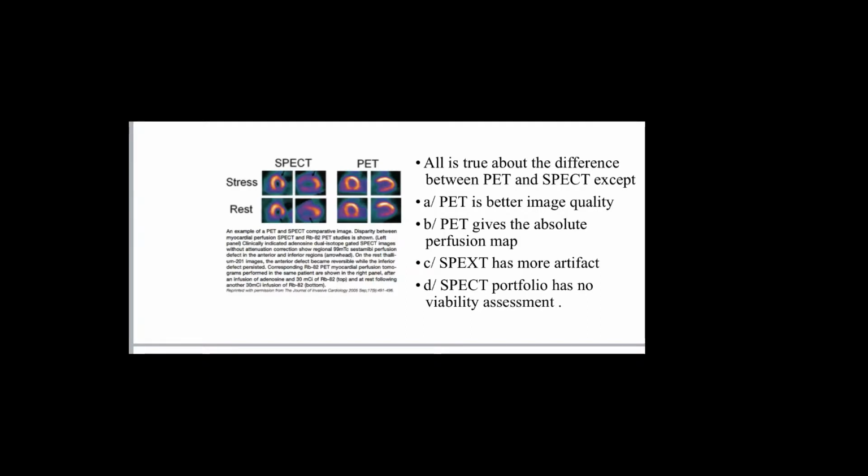So now, how can we assess viability in cardiology? We can assess it by SPECT, by PET, by echo, by MRI, and emergingly by cardiac CT. There are five modalities by which we can assess viability. The gold standard of which is? The gold standard of viability assessment.